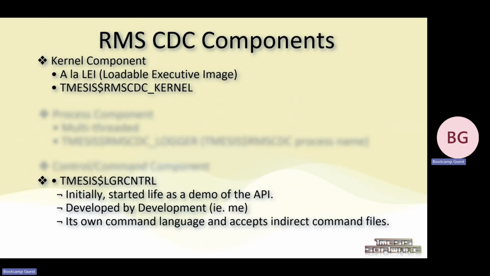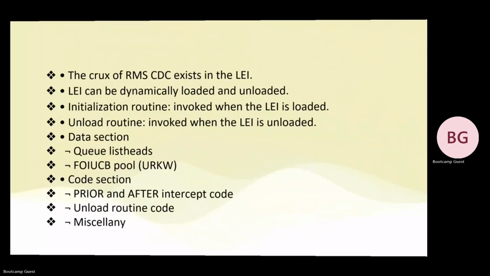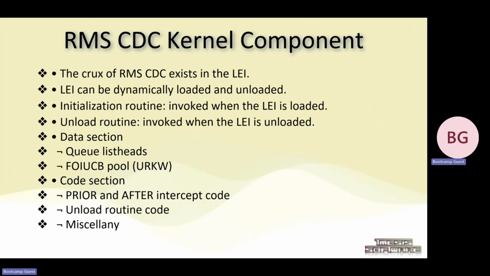So most of this stuff exists in a loadable executive image, loaded up, and it's all up there doing its thing. The other component is it's multi-threaded. One thread reads these records and sets it up so that the other thread can go write it all out. And then there's the control program for this, which I had some fun with the name. Like I said, it started as this API, but became a product in and of itself. So like I said, everything's in the LEI.